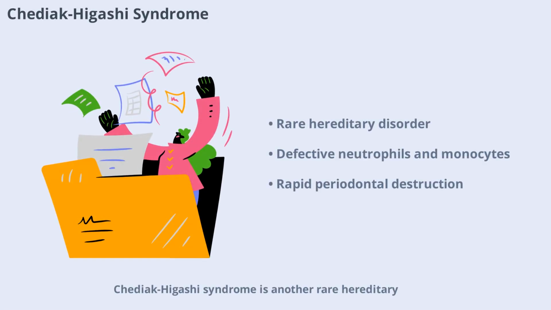Chediak-Higashi syndrome is another rare hereditary disorder marked by recurrent bacterial infections, oral ulcerations, and rapidly destructive periodontitis. The syndrome involves defects in both neutrophils and monocytes, resulting in poor immune defense. Patients may also experience photophobia, respiratory tract infections, and neurological or gastrointestinal disturbances.